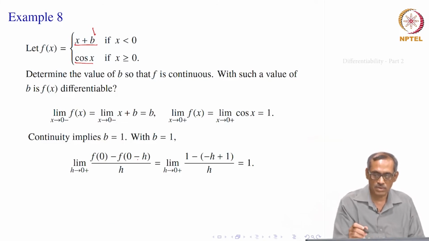So, we want to find out f prime at 0. So, it will be the left side limit, f of (0 minus h) minus f of 0, divided by h, as h goes to 0 plus.